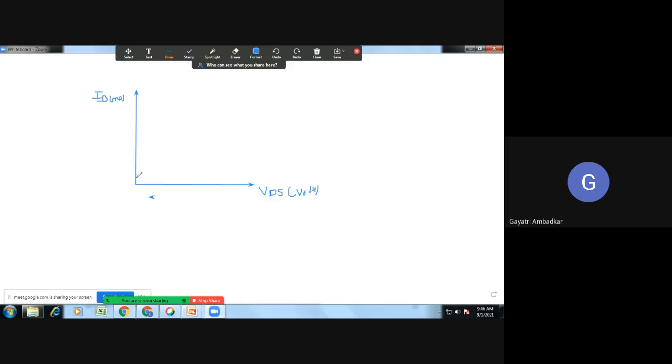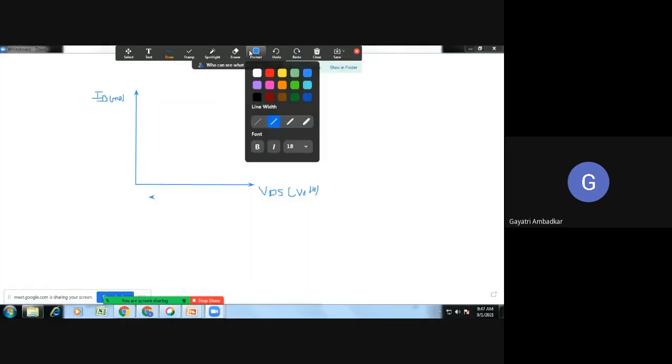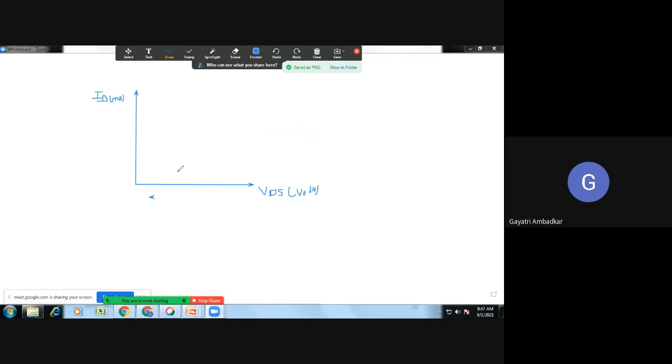Now suppose this problem is extended. I want to extend this problem as: draw the DC load line for same circuit and find operating point. Are you getting? I want to extend this problem as draw DC load line for this circuit and find the operating point. I want to find the DC load line for the circuit and the operating point. So out of that you have found operating point.